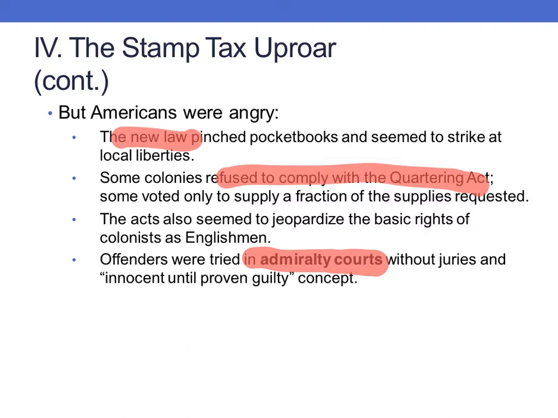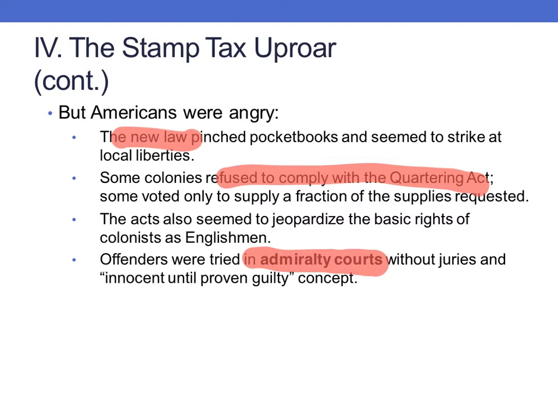And an admiralty court was a naval court. So it was kind of like a court-martial type situation, like a military court, where you did not have a jury of your peers. And the reason they were trying them in these courts was because the colonists, as juries of their peers, would let off the people that were breaking these laws.